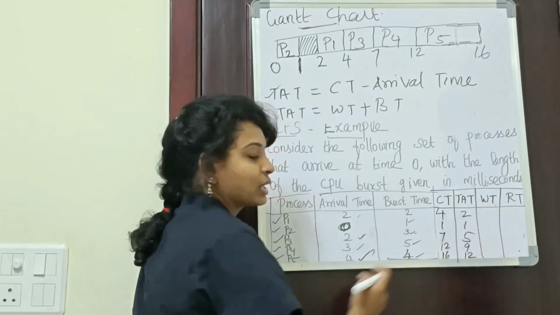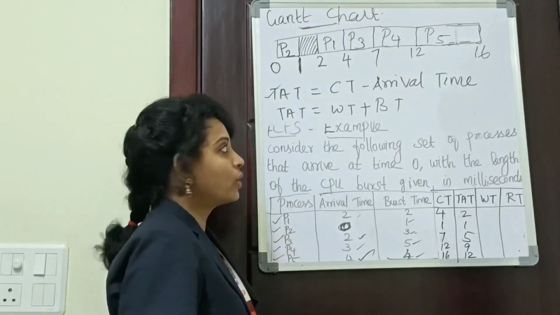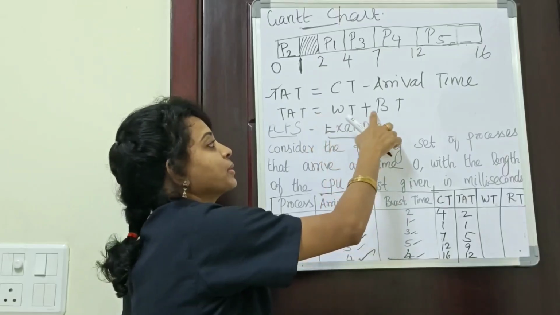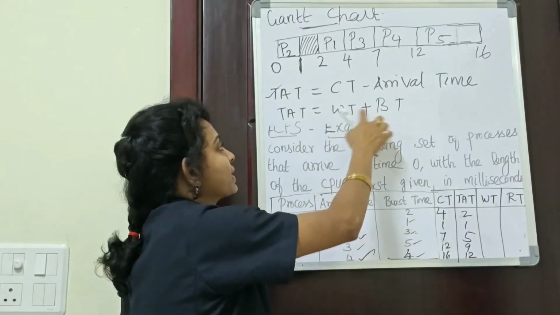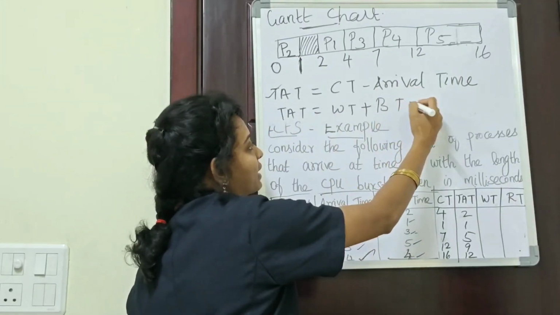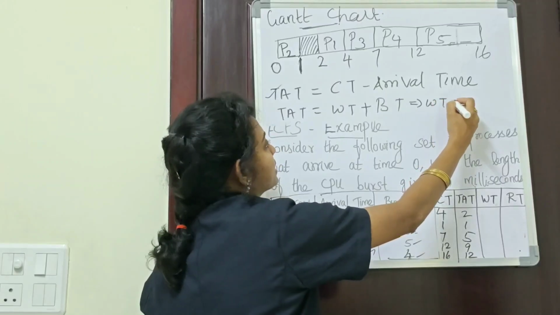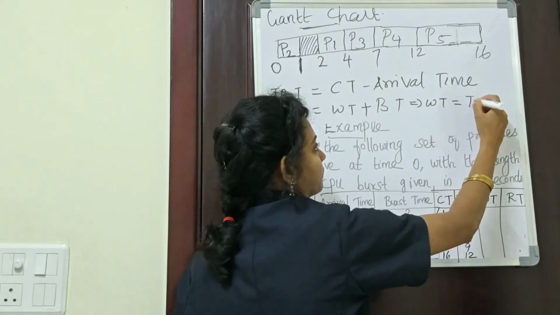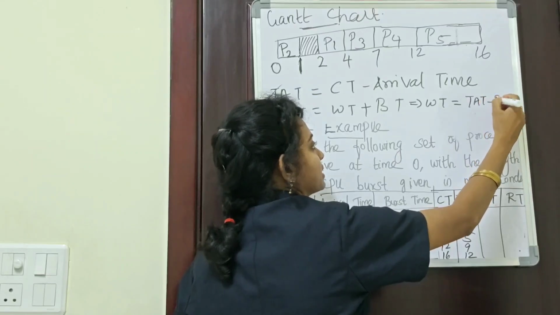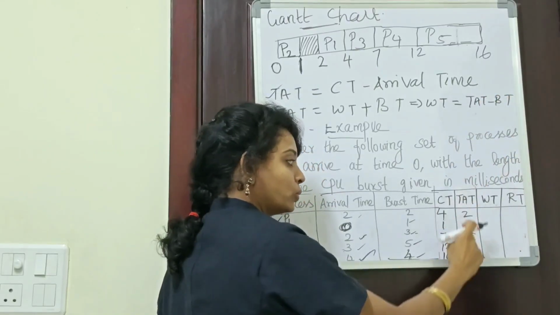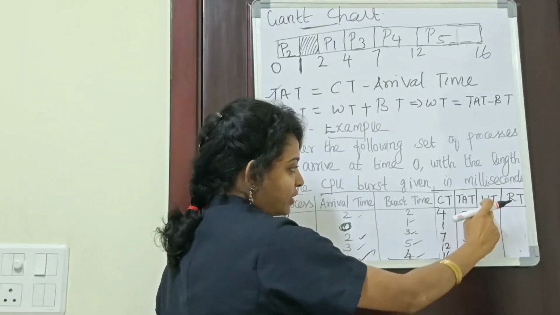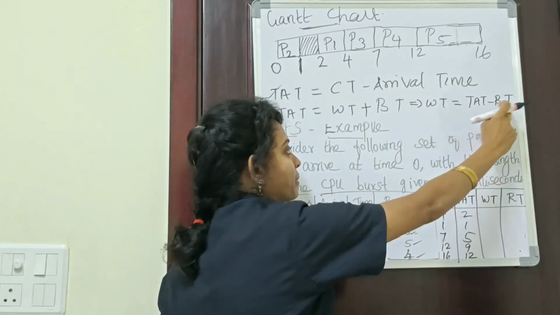Next we have to calculate the waiting time. How will you calculate the waiting time? You all know turnaround time equals waiting time plus burst time. So from this you can calculate the waiting time: waiting time equals turnaround time minus burst time. You already know the turnaround time, and you also know the burst time.